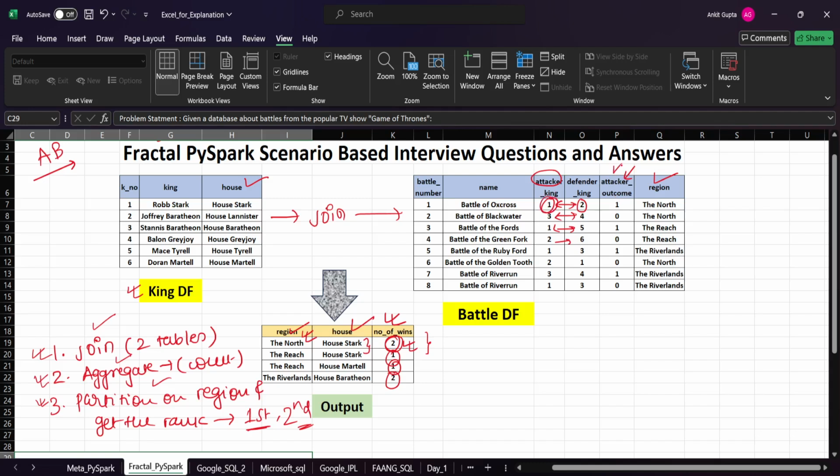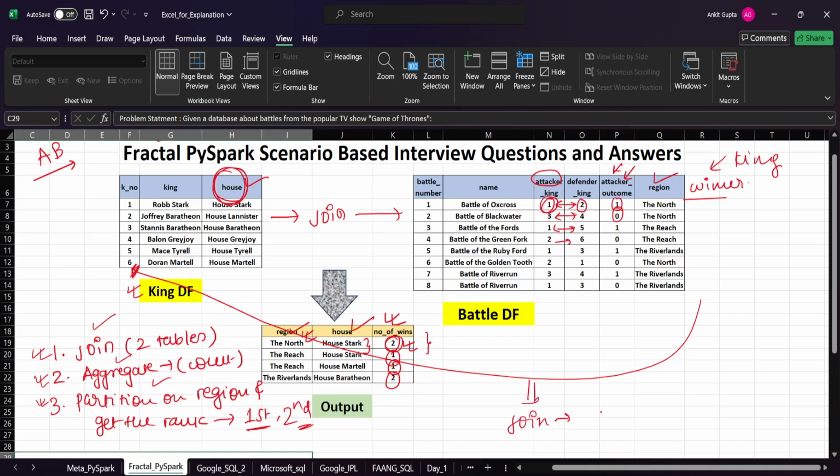The attacker one outcome is there, right? Attacker outcome: if he has won, then we have one, and if he loses, then we have zero. So can we generate a winner column here? Once we have the winner king column, whether it is attacker or defender, we can join this column with the king number to get the house from there. Ultimately, after the join, we can have the house and the reason, with reason from this table and house from this table.